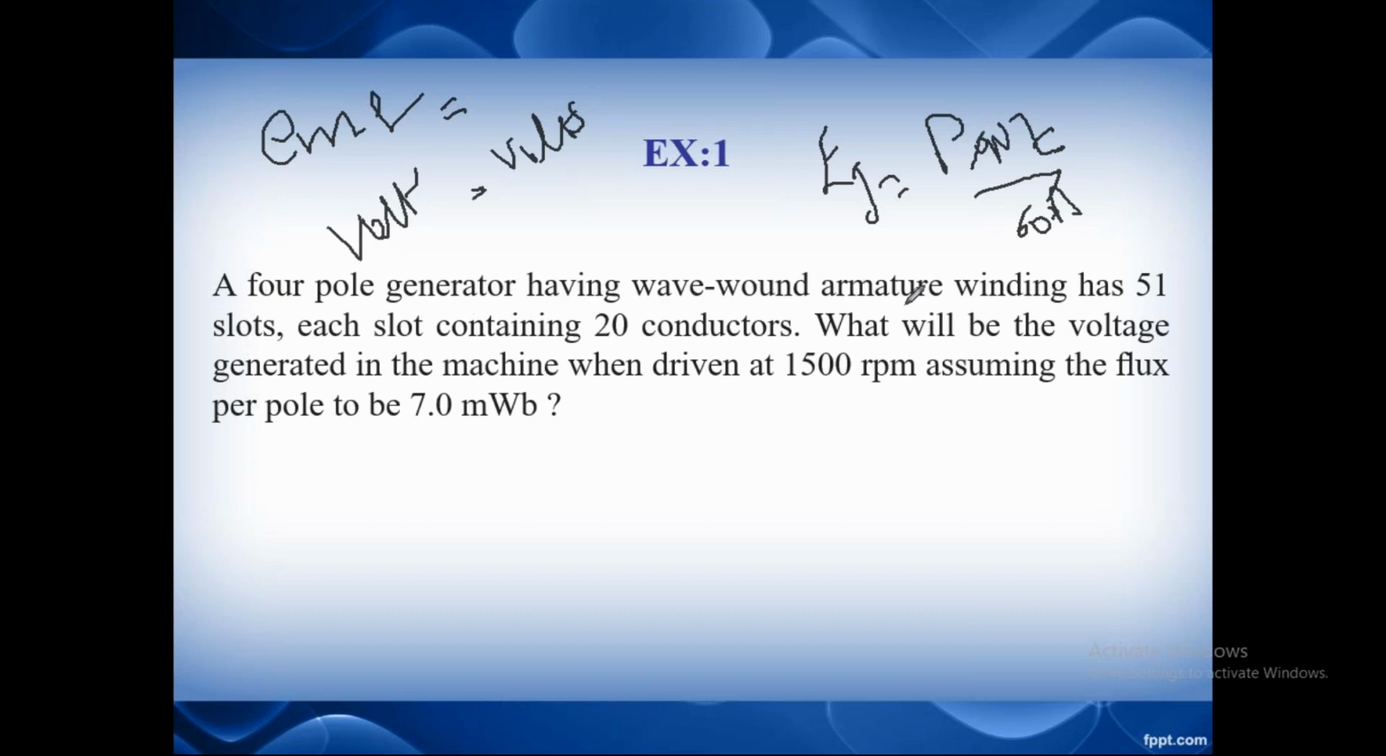A 4-pole generator having a wave-wound armature has 51 slots and each slot contains 20 conductors. What will be the voltage generated in the machine when driven at 1500 RPM, assuming the flux per pole is 7 mWb? Tell me, what is the value of P here? Four, sir. What is the value of A?